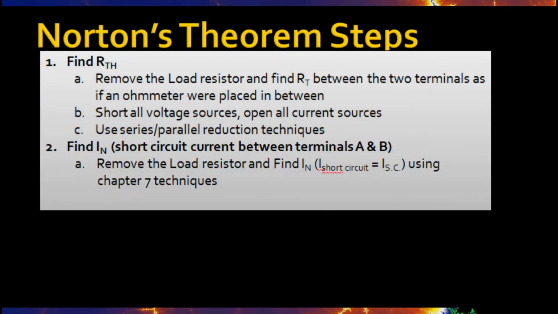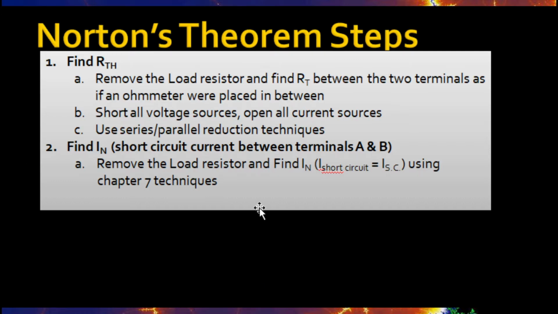The next step: whereas before we found the open circuit voltage at those terminals, now we want to find the short circuit current between terminals A and B. We're still going to use chapter 7 techniques, or I presume you could use mesh or nodal if you'd like, because essentially anything you can do with chapter 7 you can do with chapter 8. So if you'd like to do mesh or nodal instead, by all means, but essentially we're still building off of chapter 7 techniques.